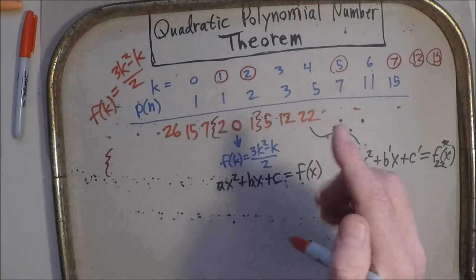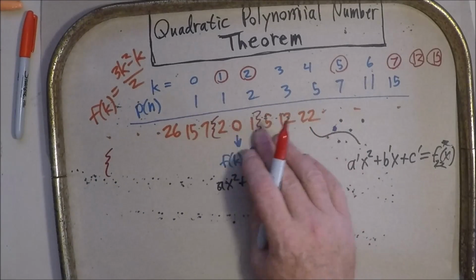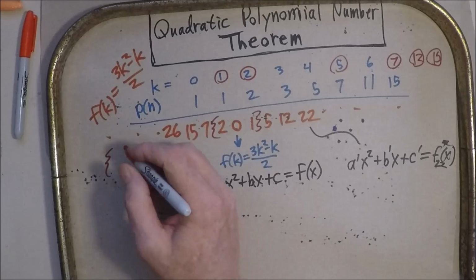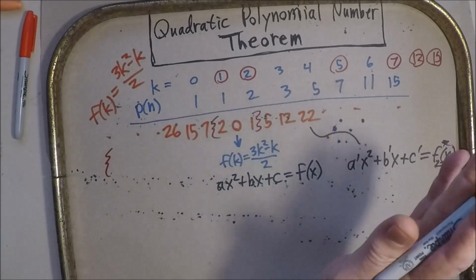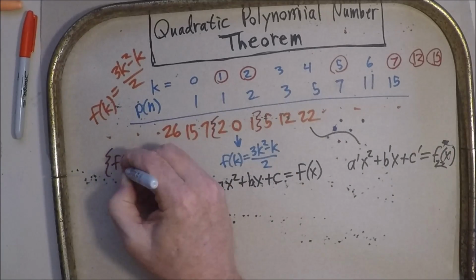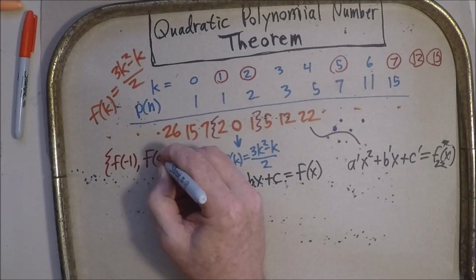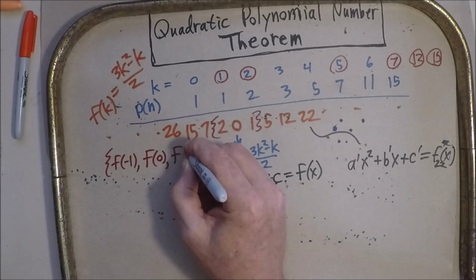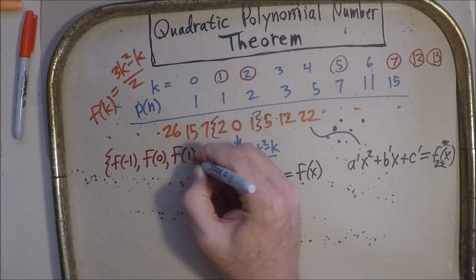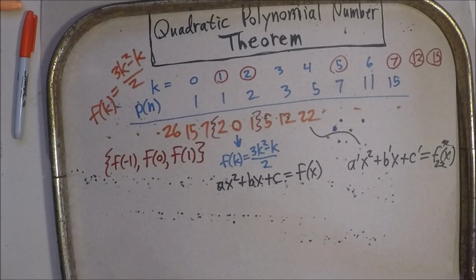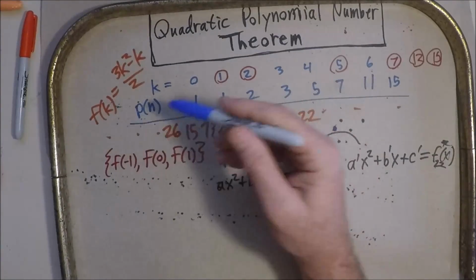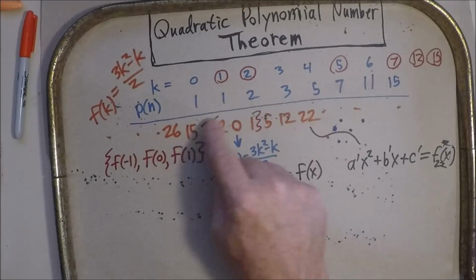So for convenience, though, and to make it clear, we're going to have a standard definition of the three values for a quadratic: f of negative 1, f of 0, f of 1. So I can do this and then generate my values.